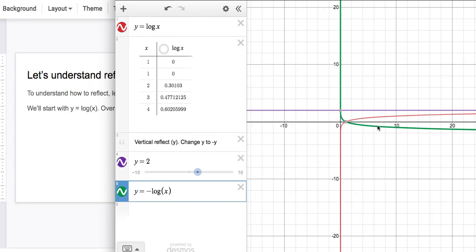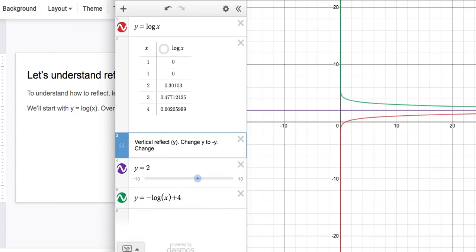I need this green graph now to move up. How far do I need it to move up? Well, it's at a height of 0. I need it to be at 4. So I need it to move up 4. So then I have to change y to y minus 4. And I solve and I get here.